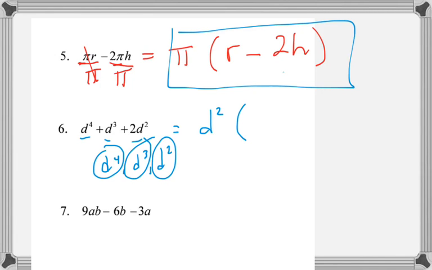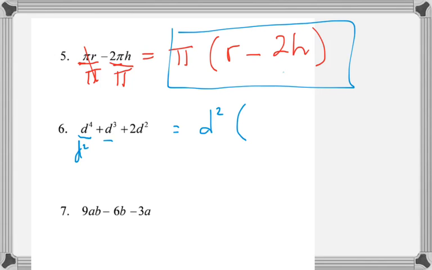Okay, so if I factor d squared out of the following terms, so just think about them. Remember, what you're doing here is you're just thinking about them dividing by d squared, each of them dividing by d squared. So d to the fourth divided by d squared is d squared. Keep that addition between. D to the third divided by d squared is d. Keep the addition again. And 2d squared divided by d squared is just 2.